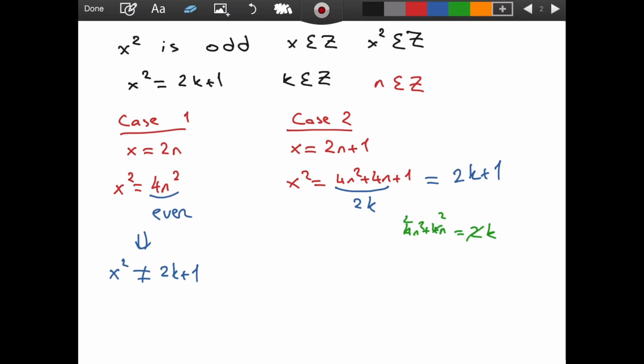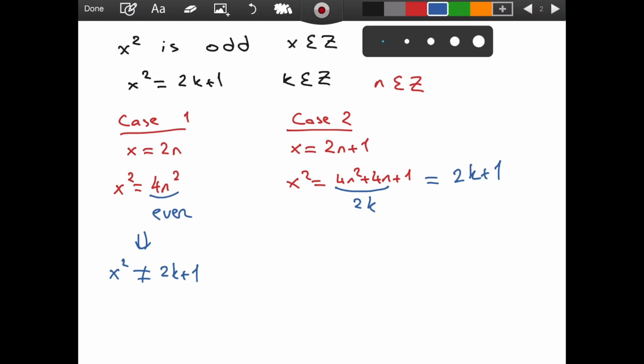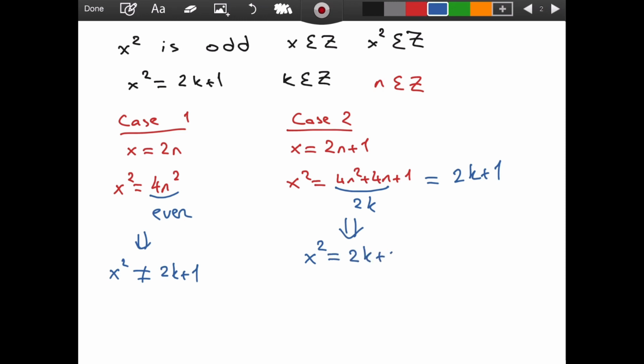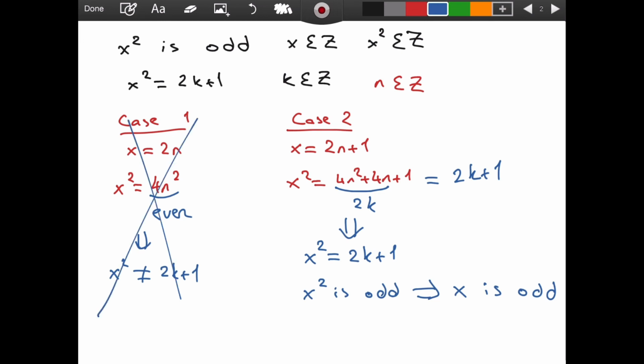So this is fine. And as we noticed, we get something that is in the form of 2k plus 1. So for case 2, it holds that x squared is equal to 2k plus 1. And then we showed it. We showed that if x squared is odd, then we can conclude that x should also be odd, because when we consider the two cases, and there are only two possible cases, a number is either odd or even. If the number is an integer, we consider the two cases, and we show that for the even case, for this one, it doesn't work out. Only for the odd case, it works out.